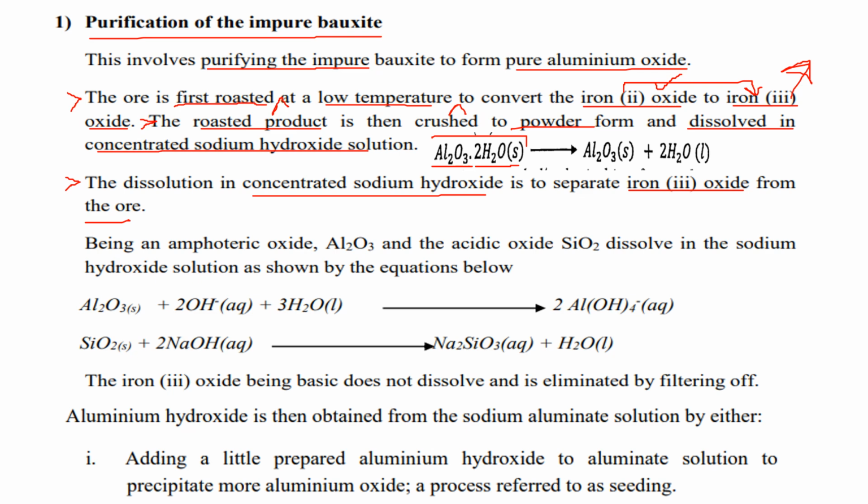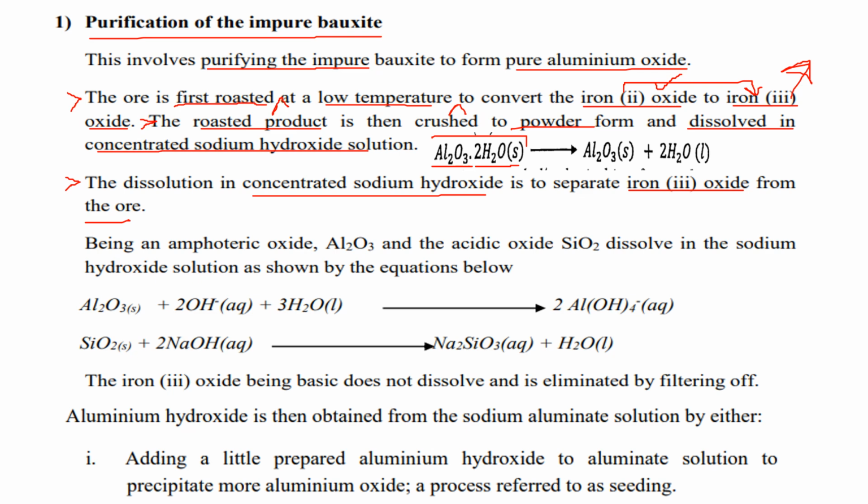So that means that they cannot react. So iron 3 oxide will remain unreacted. But aluminium, being amphoteric, reacts with the concentrated sodium hydroxide solution to form a complex that is soluble. That means that on filtration, we can get rid of the iron 3 oxide and we remain with our ore.